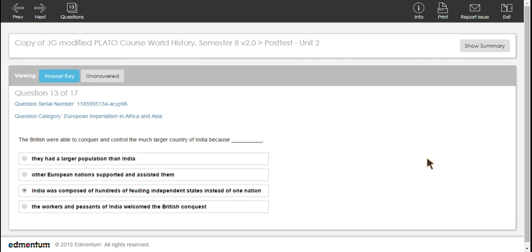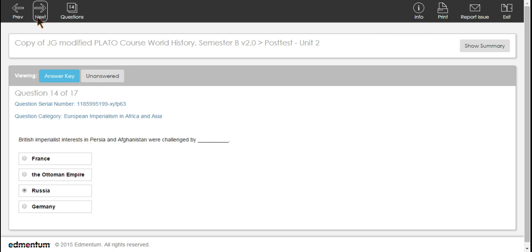The British were able to conquer and control the much larger country of India because they had a larger population, other European nations supported and assisted them, India was composed of hundreds of feuding independent states instead of one nation, or the workers and peasants of India welcomed the British conquest. Correct answer is that they were feuding independent states, much like if the colonies didn't come together to rebel, they each would have been squashed pretty easily, one at a time, by the British. So, strength in numbers.